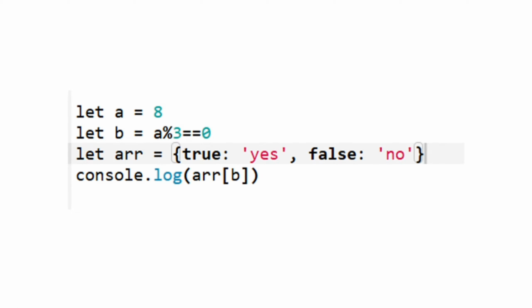Or else we can do it like this. We can take an array, okay, it's an object, but I gave the same name, sorry for that. So I took an object, true: yes, false: no. What we are doing here is, B has one Boolean value because this is a condition. If this condition is satisfied, then we will get true, or else we'll get false. So if it is true, array of true is yes. If it is false, then we'll get the answer no. So in this way, we can resolve this problem.